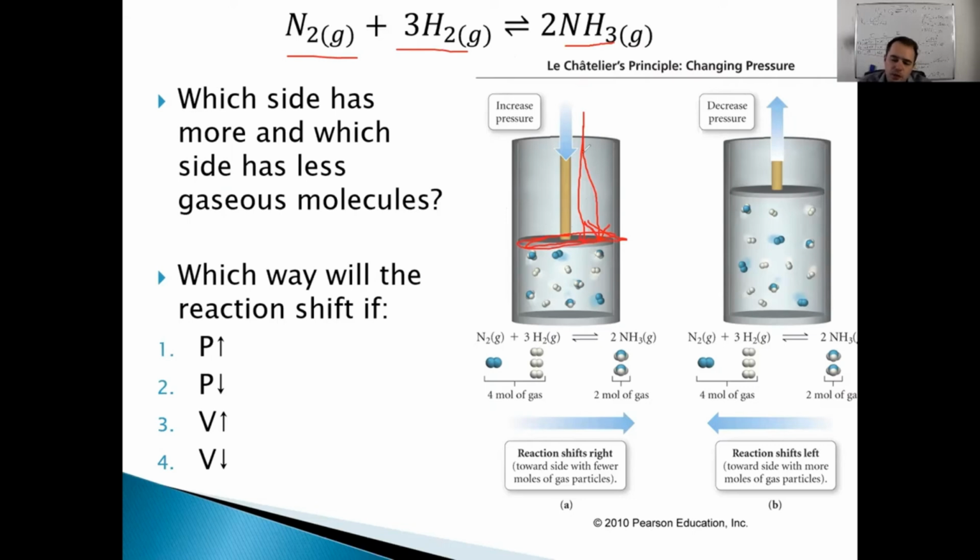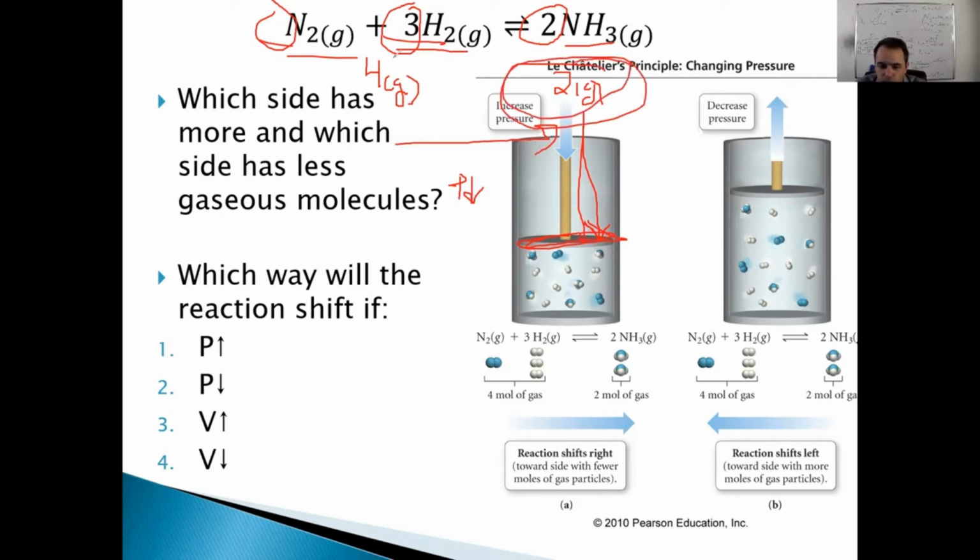If I increase the pressure, Le Chatelier's Principle says the system is going to try and bring the pressure back down. Now, how could it possibly bring the pressure back down? Well, the reactant side of this equation has 4 gaseous equivalents. See that 1 plus 3 is 4, whereas the product side only has 2 gaseous equivalents. So what it could do to try and bring the pressure back down is shift to the right, because the right side has less, 2 gaseous equivalents, than the left side, 4 gaseous equivalents.